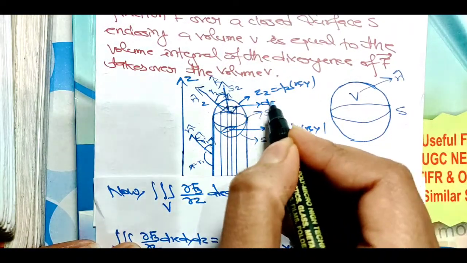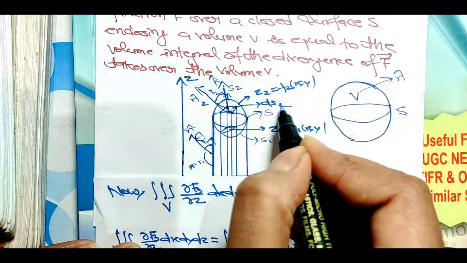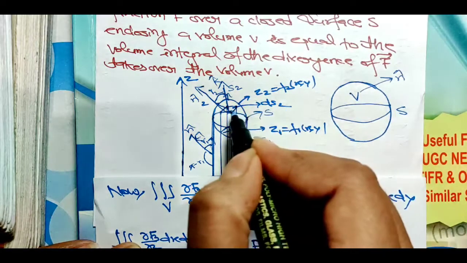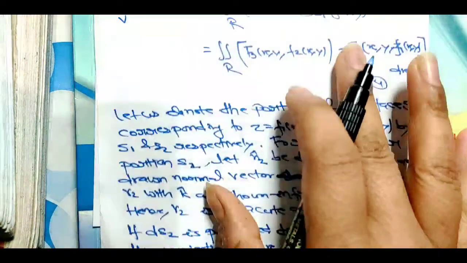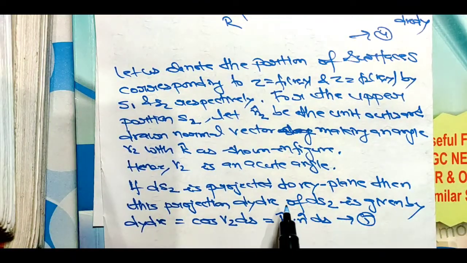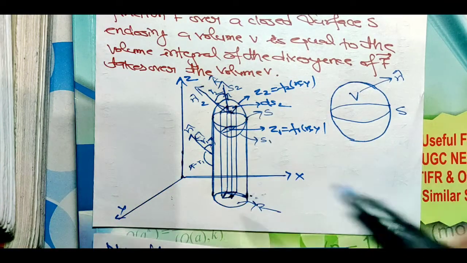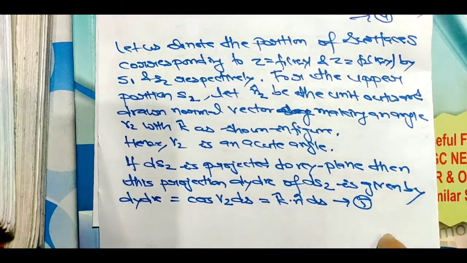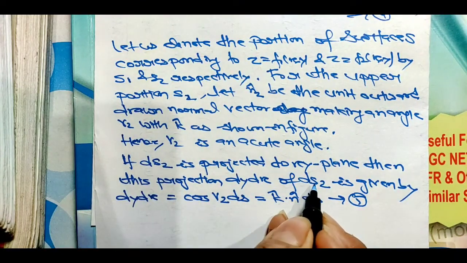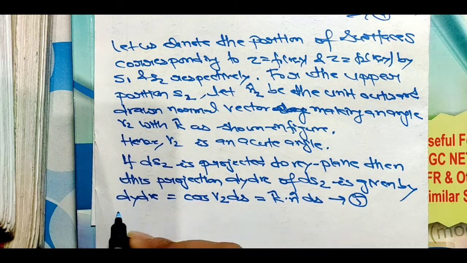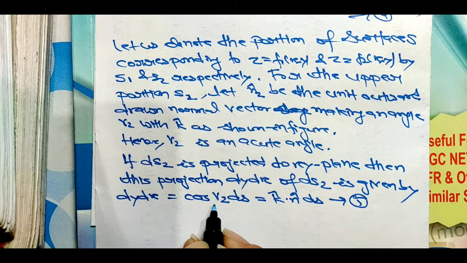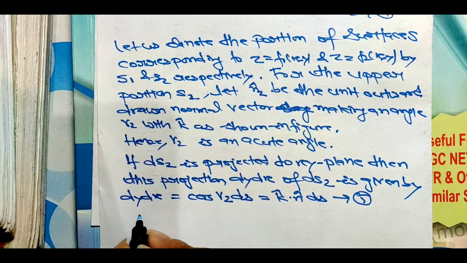This elementary portion is called dS2. If this dS2 is projected onto the xy plane, then the projection dy dx of dS2 is given by dy dx equals cos gamma 2 dS, which is equal to k cap dot n cap dS. If we take the projection of this dS2 part here, then we can write dS is the surface, and dy dx is written in the surface R, from the surface integral.